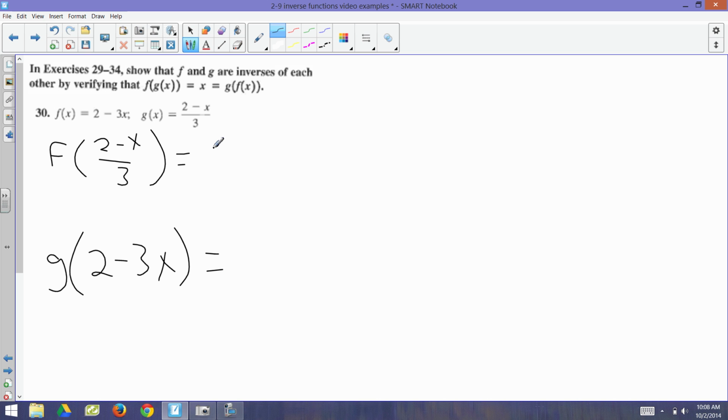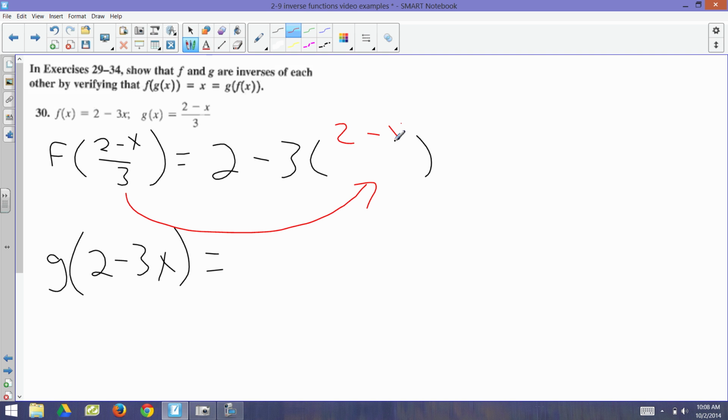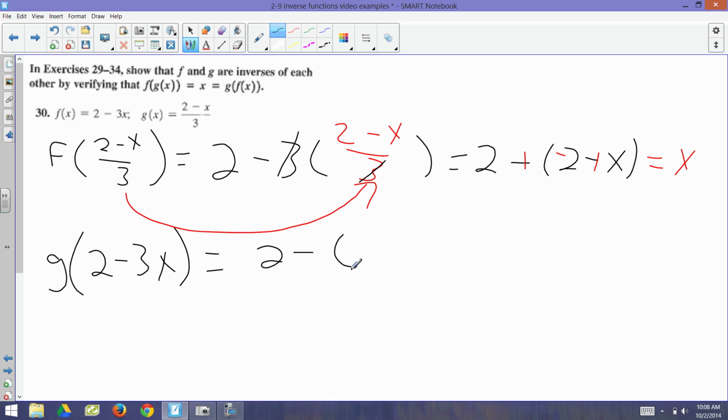My f function is 2 minus 3 times x. So that's what goes in for my x. 2 minus x over 3. 3's cancel out, and I end up with 2 minus the quantity 2 minus x. Distribute the negative, I get x. The next one, my g function, is 2 minus x over 3.